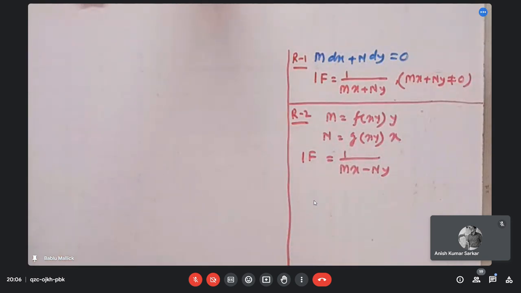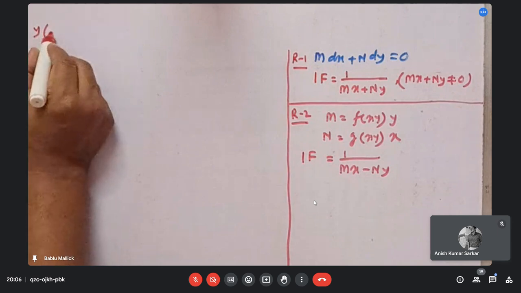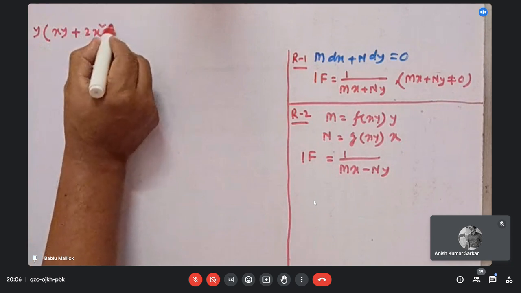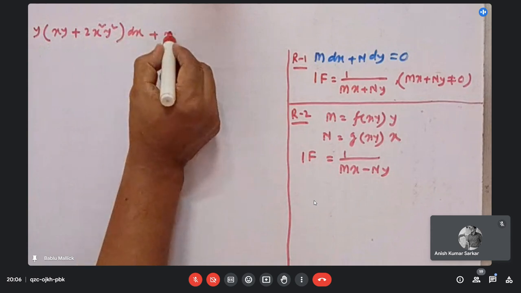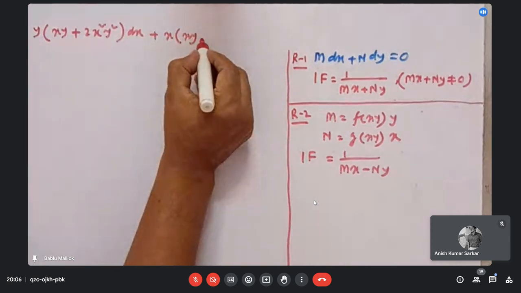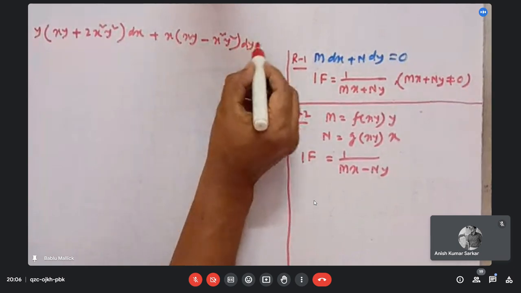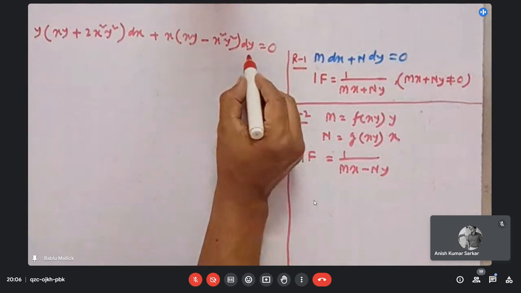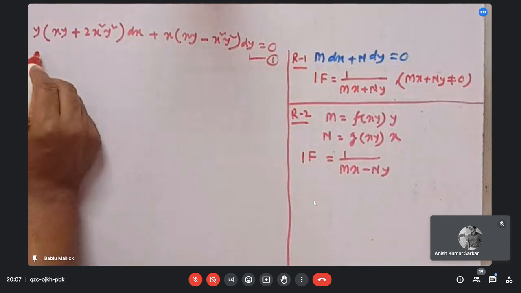Question, write. Solve this: y into (xy + 2x²y²) dx + x into (xy − x²y²) dy = 0. And this is number 1.